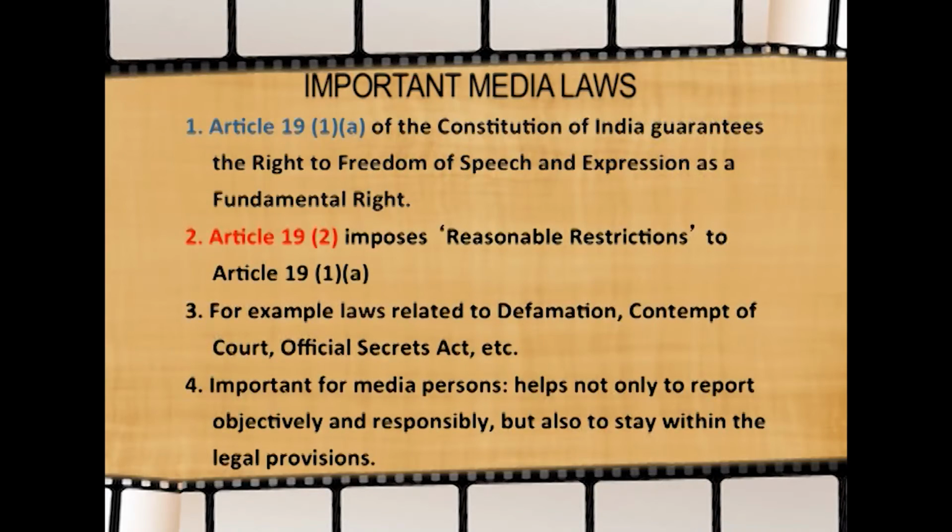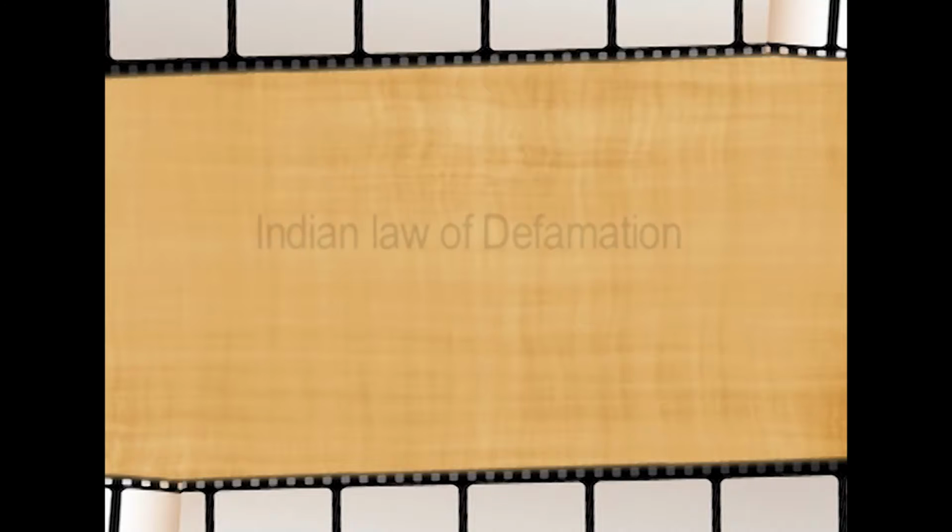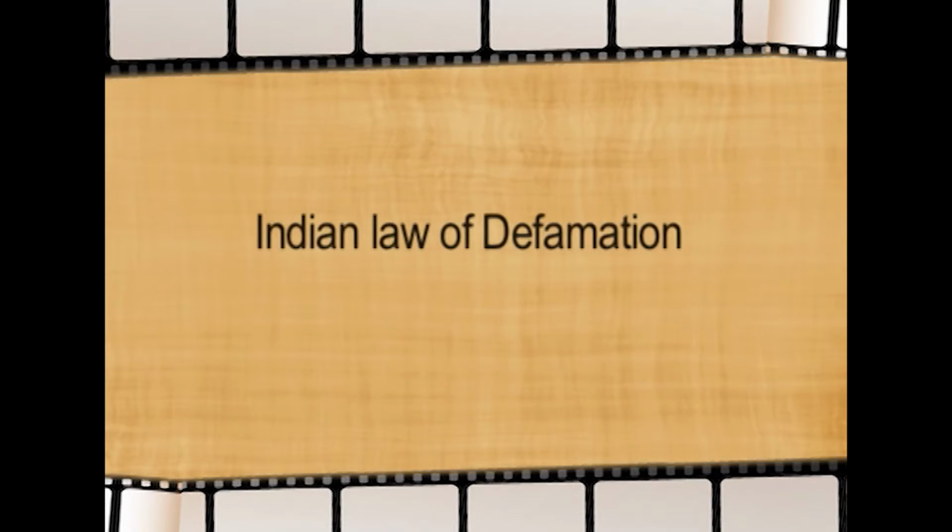There is also Article 19(2) of the Indian Constitution, which imposes certain reasonable restrictions on Article 19(1)(a). For example, the law of defamation, contempt of court, Official Secrets Act, and many others. It is important for journalists to have a firm knowledge on these subjects, simply because a journalist should not only be ethically correct, but also be legally correct. So let us start with the first subject, that is the Indian law of defamation.